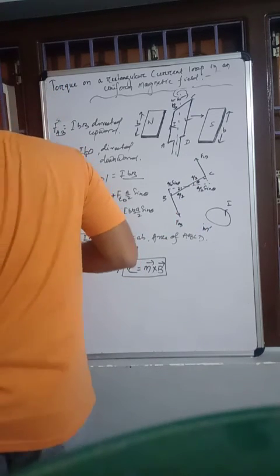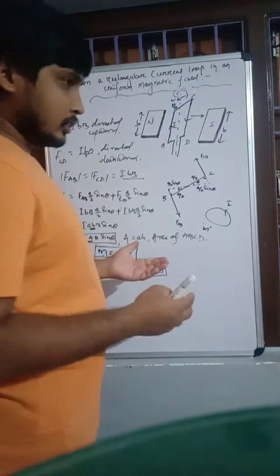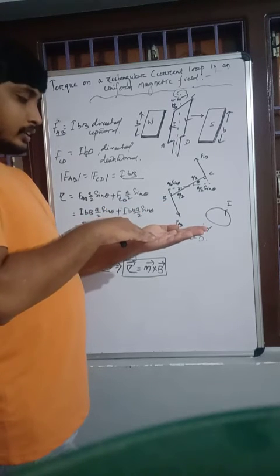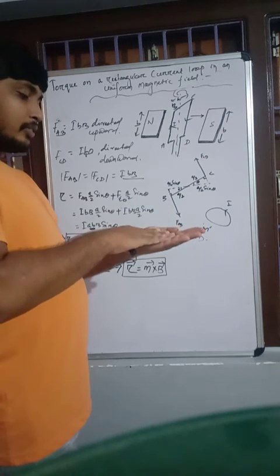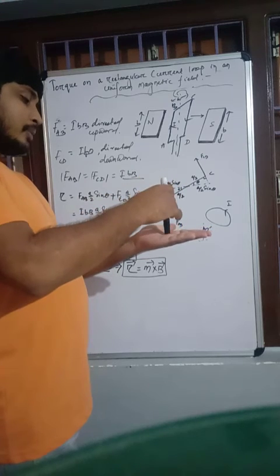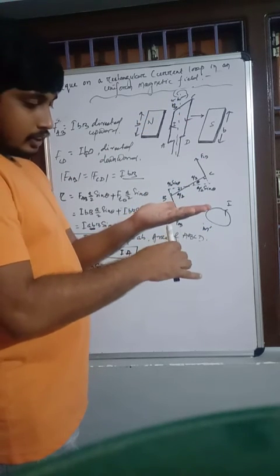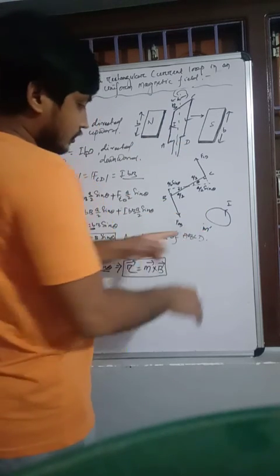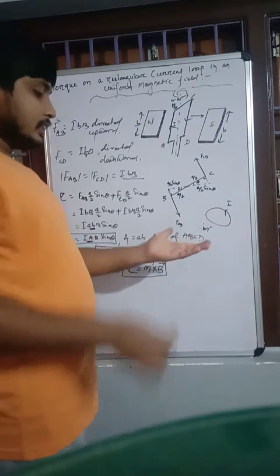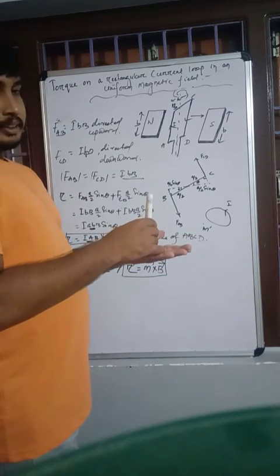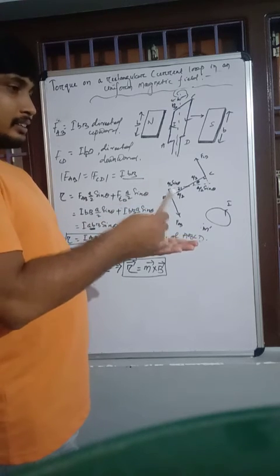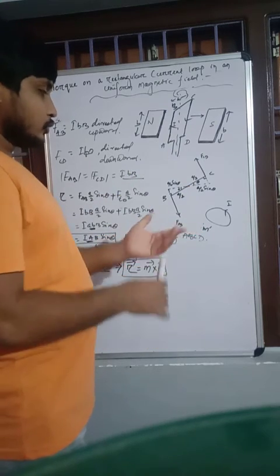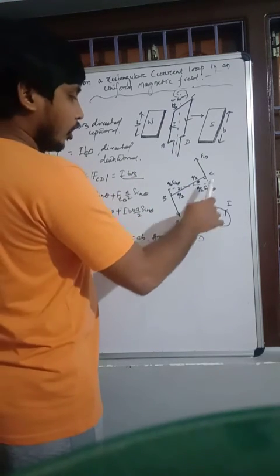Suppose you consider a surface in which current is flowing. The area vector of this surface will be normal to it. Either it may be perpendicularly upward or perpendicularly downward. This is the direction of the area vector, and the direction of the magnetic moment m is along the direction of the area vector. That means it will have two directions, either upward or downward. So we have to find out whether it is up or downward.